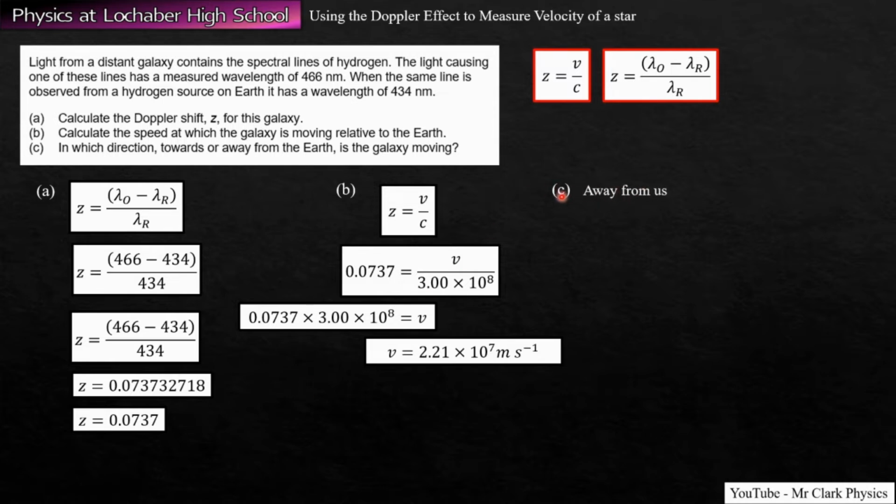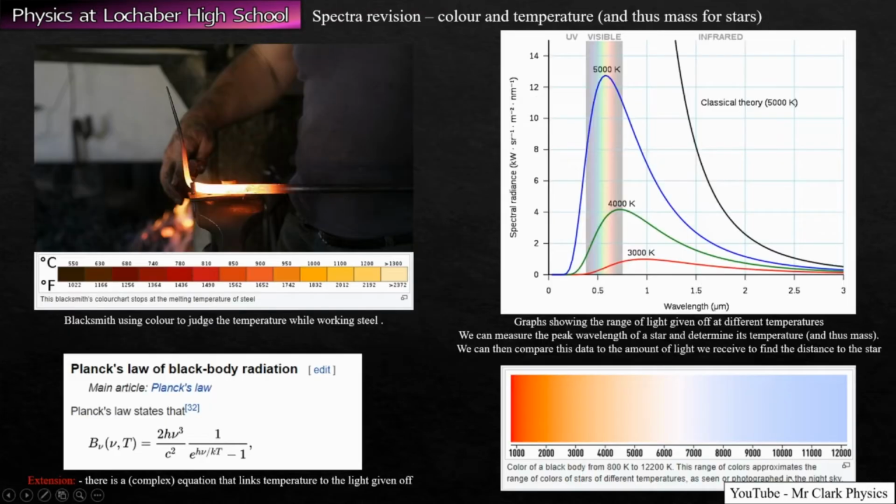And part C, it was moving away from us. Because we're not asked for an explanation, we don't need to provide one. Another point that was part of National 5 but is often missed out is that we know a little something about the colour of stars too.